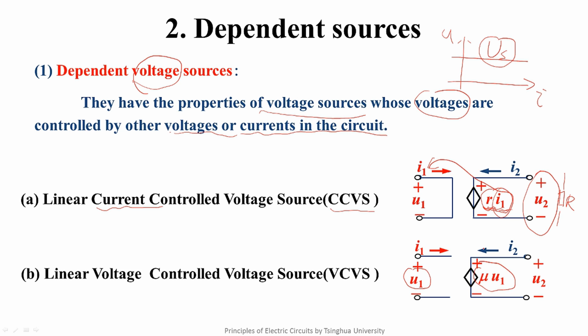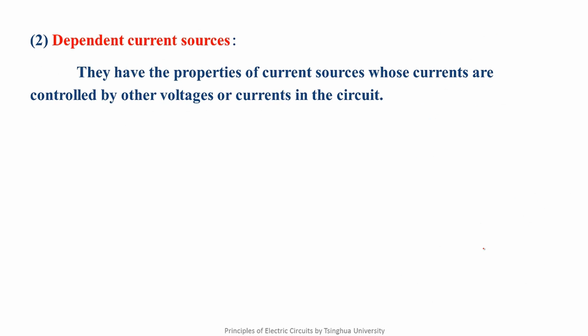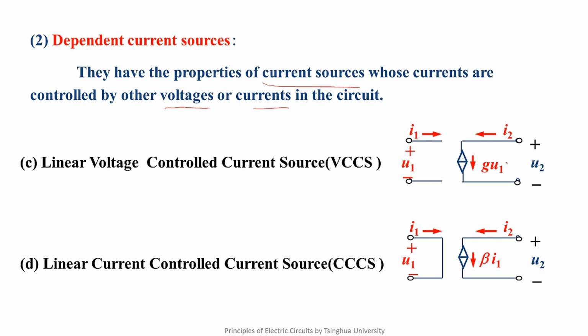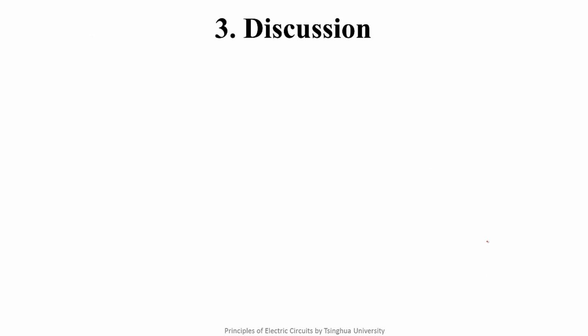If you are familiar with a controlled voltage source, it is easy to understand the controlled current source. The properties of the current source are controlled by the other voltage or current in the circuit. Similarly, it is a voltage-controlled current source. The symbols of the controlled current source are all diamonds, but the middle is a horizontal line for the controlled current source. We also have the current-controlled current source. So the linear controlled sources have four types.